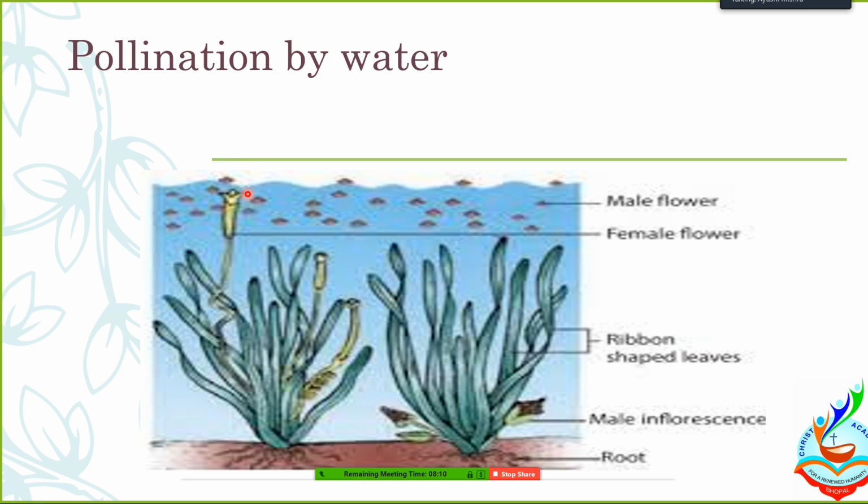When the male flower comes in contact with the female flower, the pollen grains stick to the stigma of the female flower and pollination is completed. This was the pollination by water.